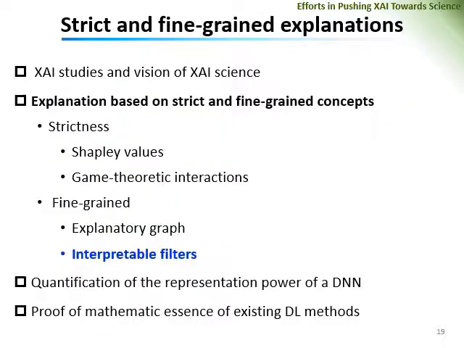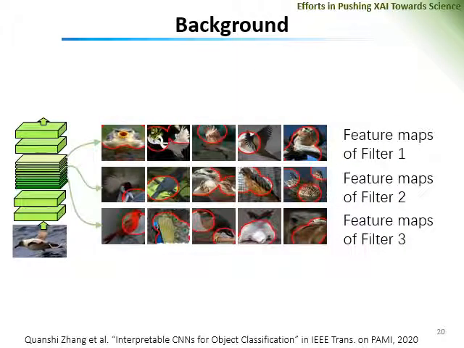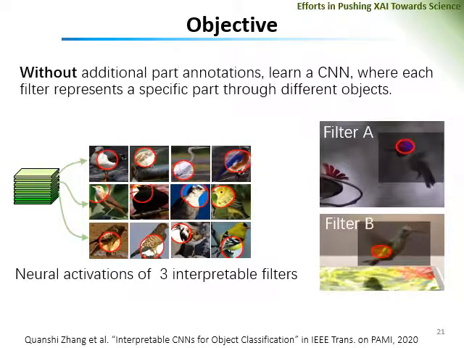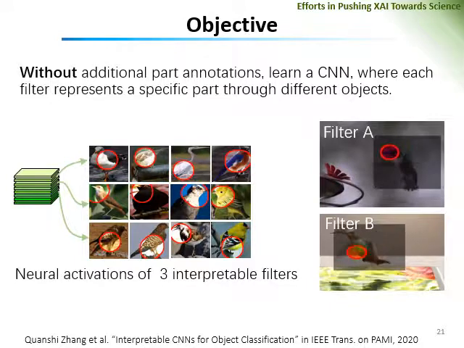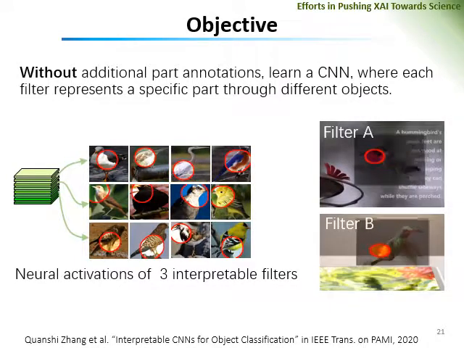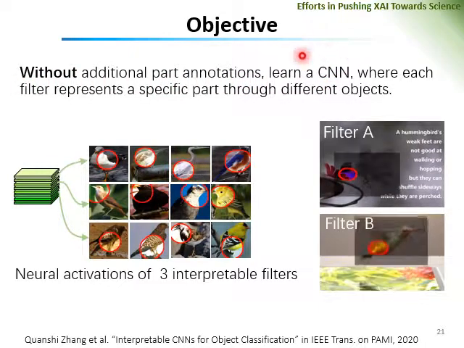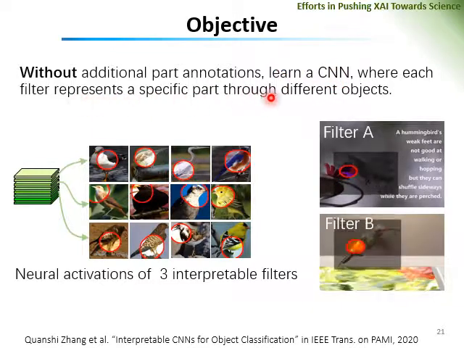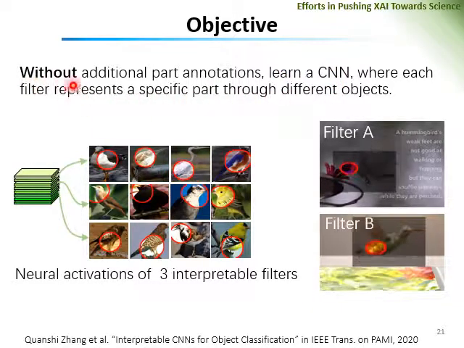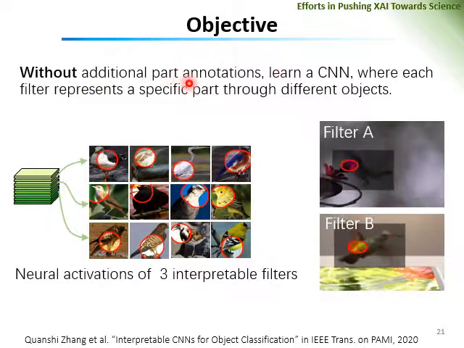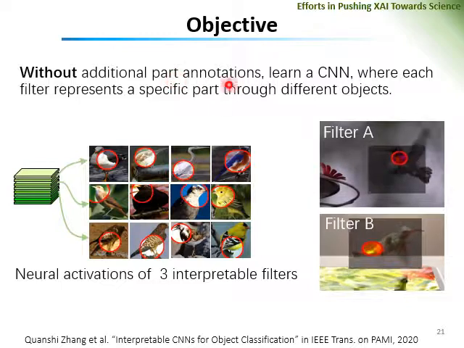Then I introduce the automatically learned interpretable filters. In a traditional neural network, the feature map of a single filter is very chaotic. It will represent multiple visual concepts. But in this study, we want to learn a neural network end-to-end without any additional part annotation. That means we want to learn a neural network in which each filter represents a specific object part, but we do not use any additional part annotation. We want the neural network to automatically learn such visual concepts.